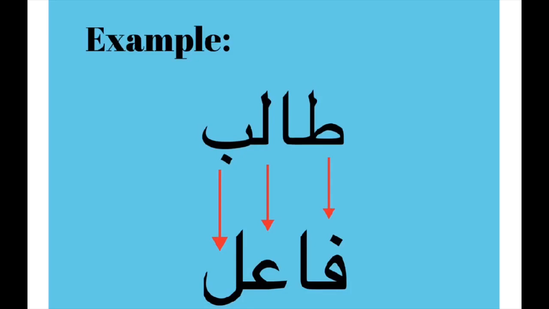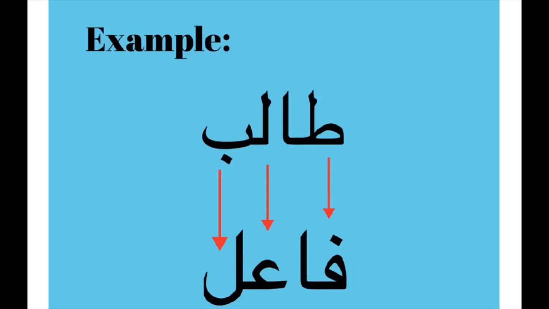We'll start with the noun talib. Talib means a male student. The root of the word talib is ta, lam, and ba. We plug this into the formula fa'il.